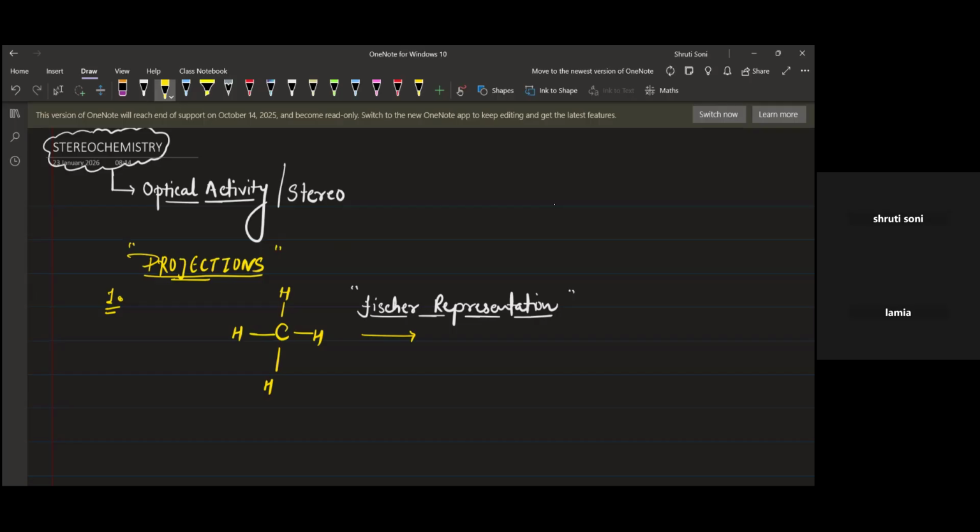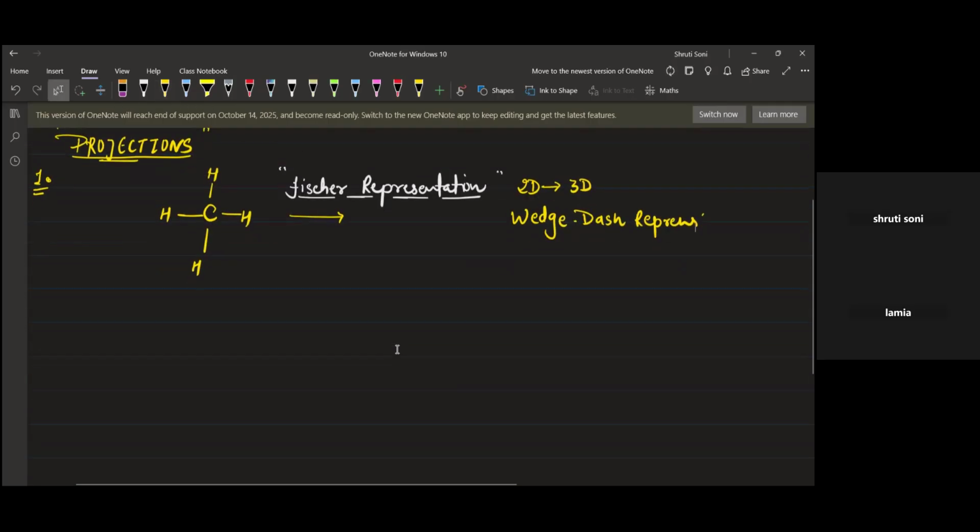So what is Fischer representation? What is the major use of Fischer representation? As we know, it is used to convert 2D molecules into 3D molecules. And what is the major thing in Fischer? That is the wedge dash representation. Yeah, I remember this. So how can we write down the carbon with four bonds?